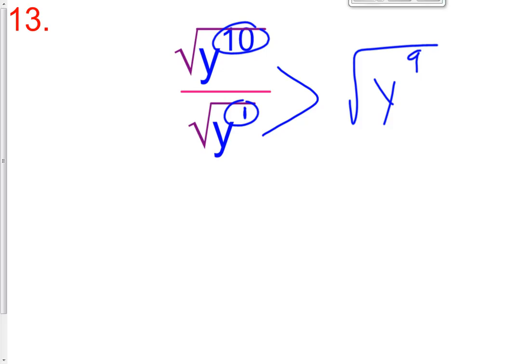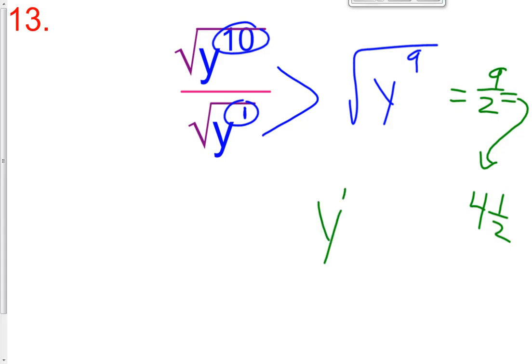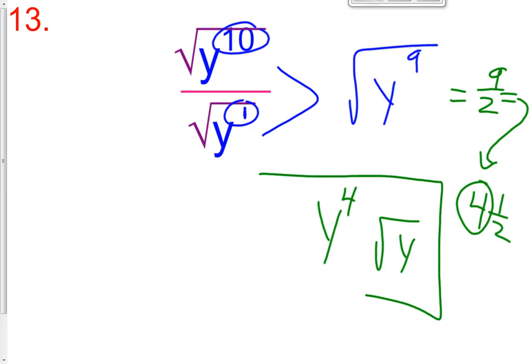So now we break this down. We say this is the same thing as 9 halves, and 9 halves is the same thing as 4 and 1 half. So I can take out a y to the 4th. This whole number right here represents how many y's I can take out, and then I have 1 half left over, which means it's the square root of y raised to the 1st. So my answer is left at that: y to the 4th, square root y.